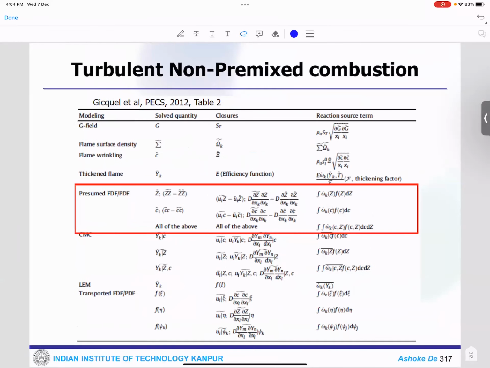But again, this is a table from a review article where you can see the presumed PDF situation and how you are going to close the reaction source term in different ways.